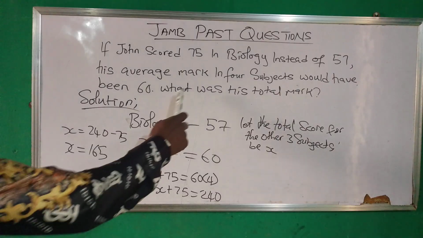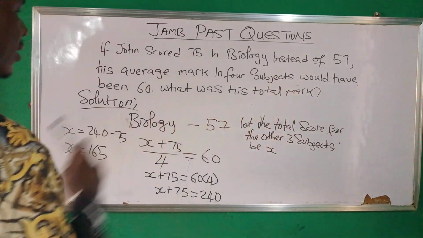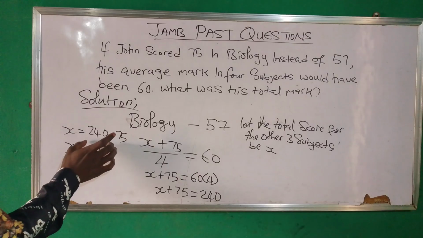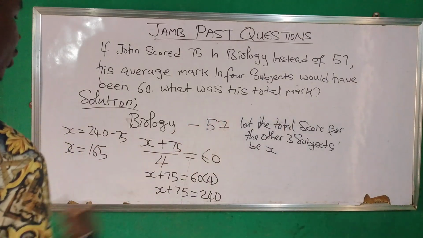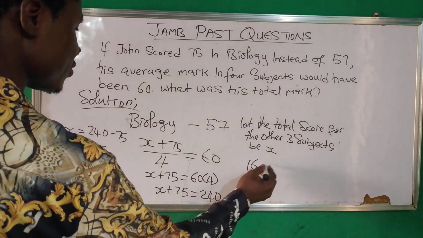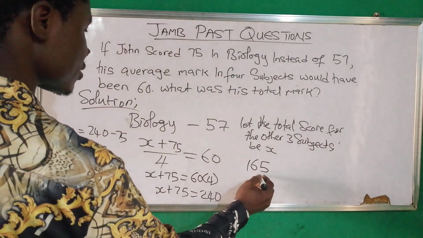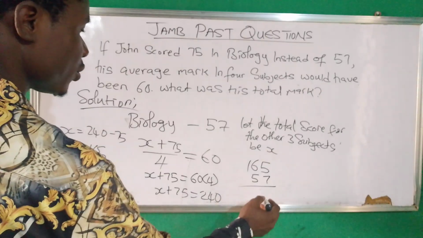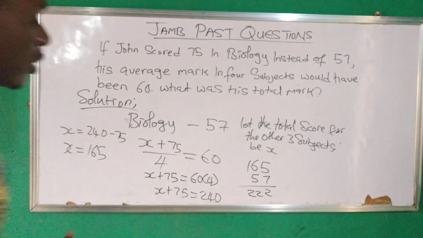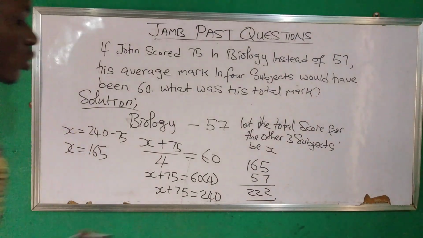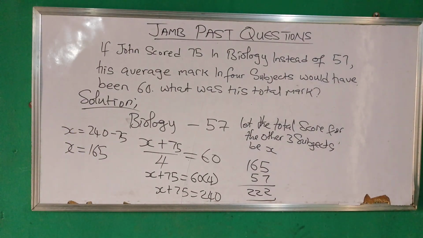Alright, now the question says, what was his total mark? His total mark will then be what he got for the 3 subjects plus what he got in biology, which is 165 plus 57. If you add this up, that will give us 222, which is actually the answer to this question.